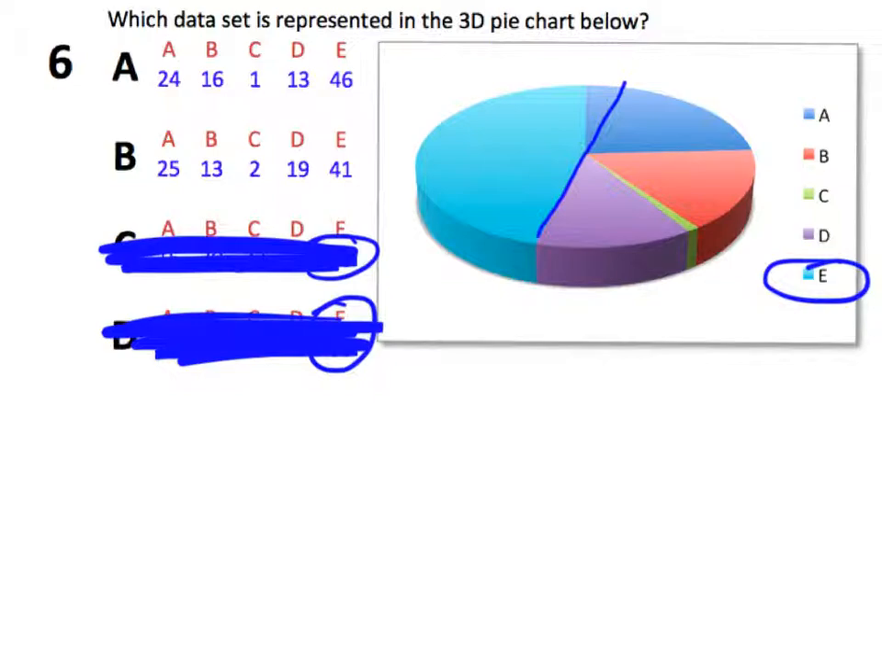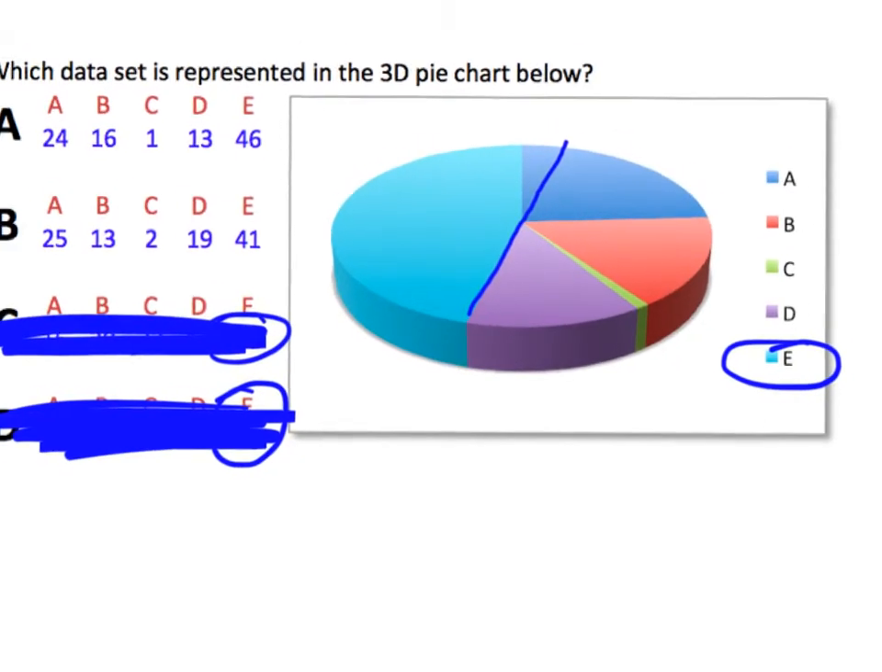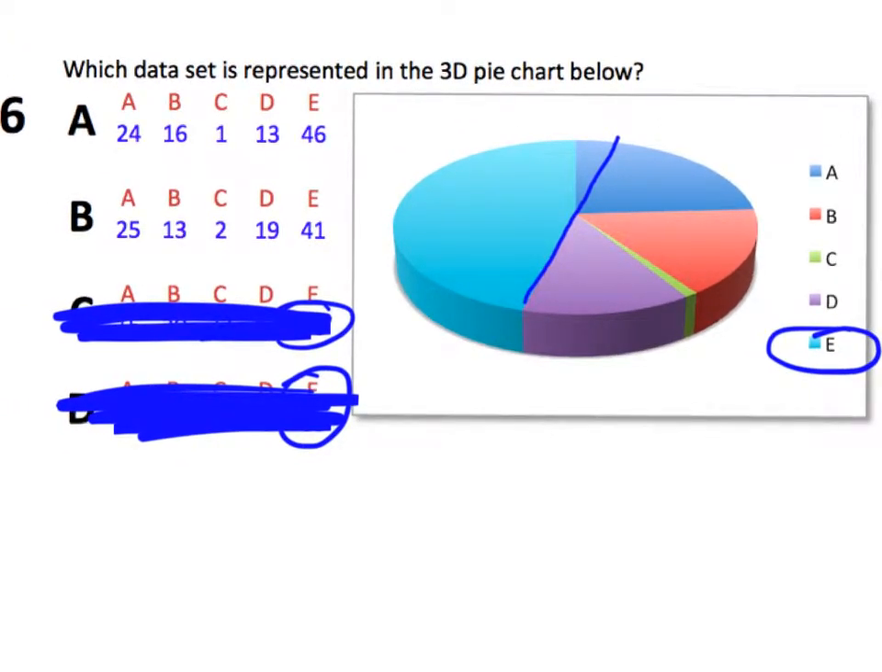Now, look at another piece. The green area here. And I'm talking about this little sliver there. Look at the green area. That is represented by which letter? C. So here is C. Now C is 2 here and 1 there. Can we make a determination from that? No.